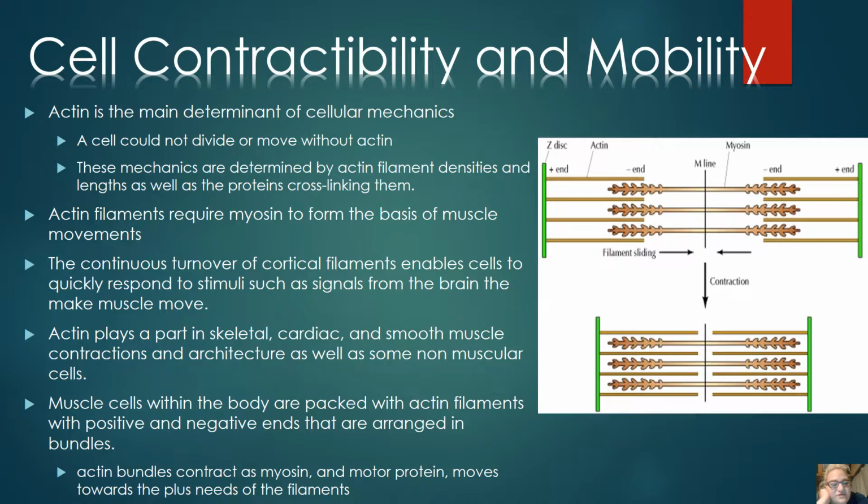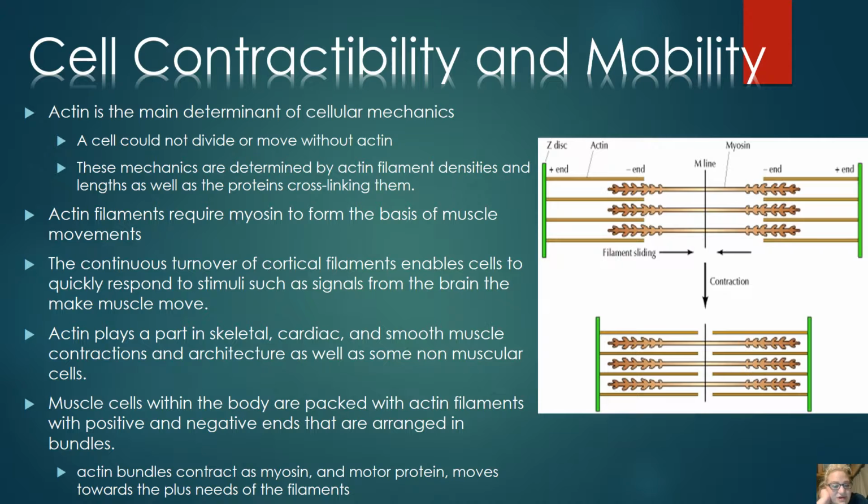The continuous turnover of cortical filaments enables cells to quickly respond to stimuli, such as signals from the brain to make muscles move. So your brain sends a signal to your foot to move, and this is actin. Without the constant turnover of actin within your body, your brain wouldn't be able to tell your foot to move so fast that you don't even realize you're telling your foot to move. We would have to think about it, and then tell our foot to move. We don't have to, because our brain tells our foot to move when we want to move it. And thanks to actin, that makes it fast.